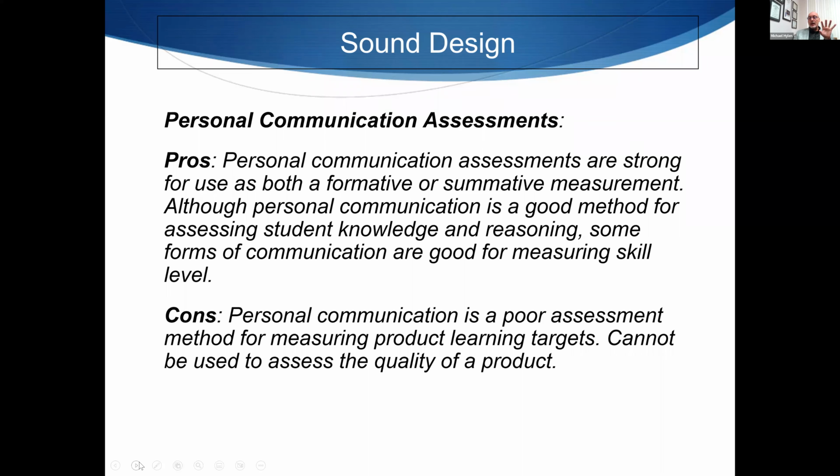And so again, I will say this, it seems obvious you wouldn't use personal communication for measuring the product learning targets, but I will say this, you can combine them. They do a product, so you measure the product, and then they explain how they did the product, so you can measure that as another assessment, so you test their reasoning skills.